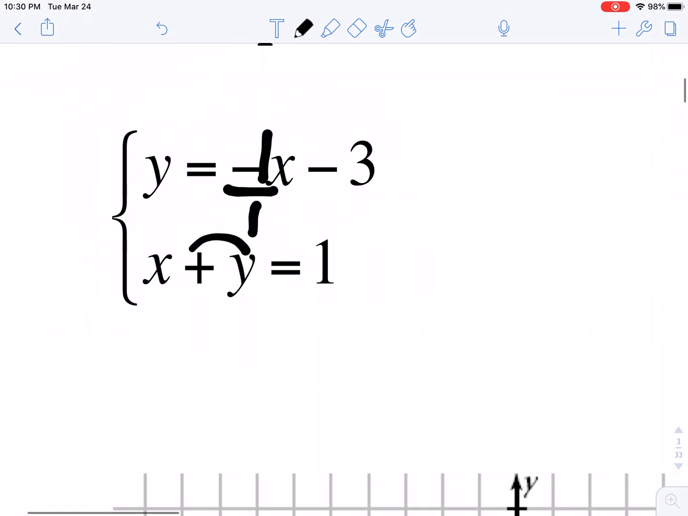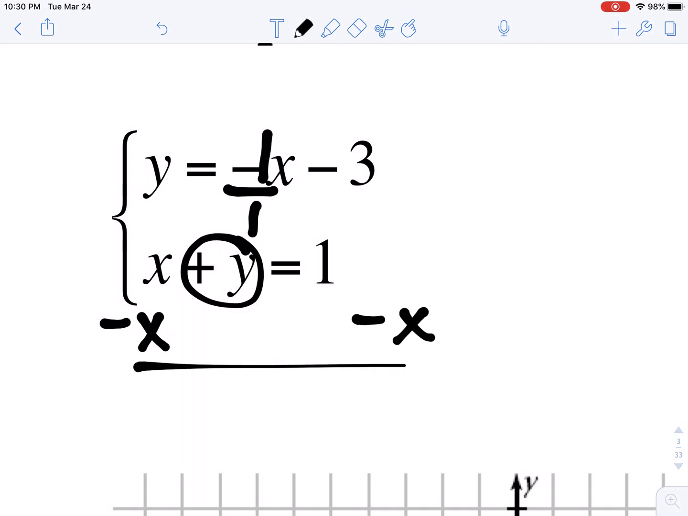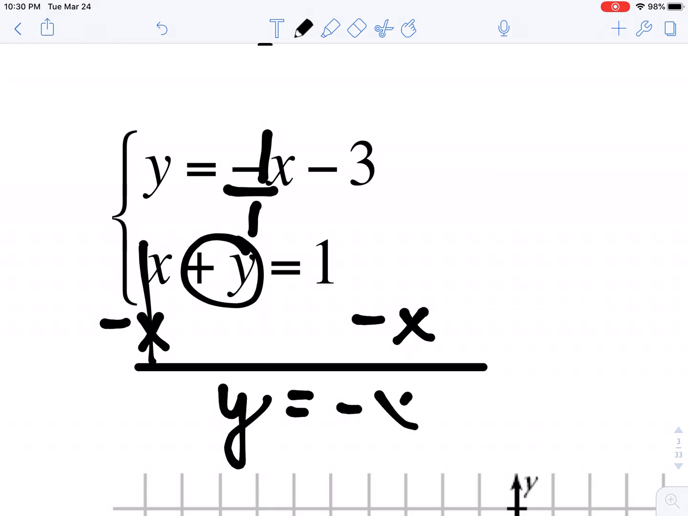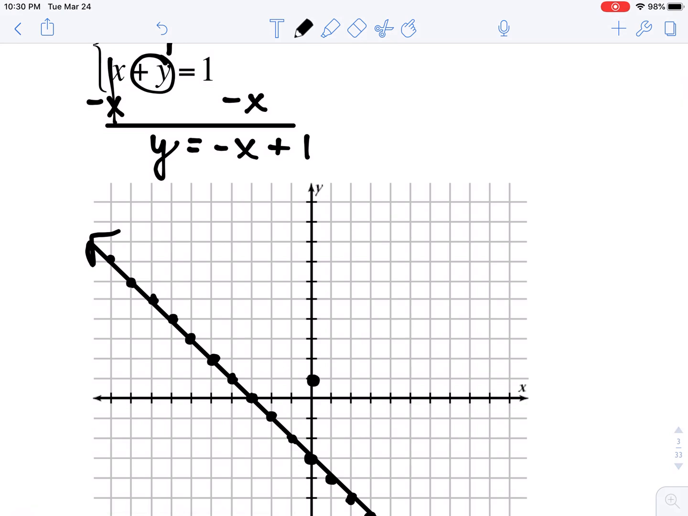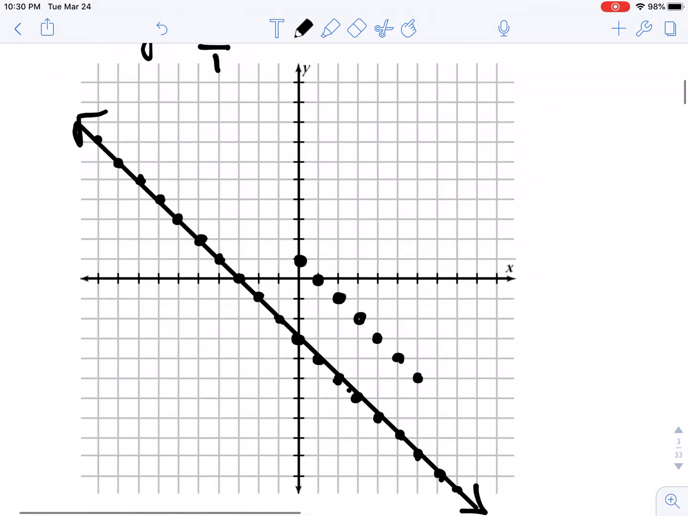Here, y needs to be isolated, right? We need this in y equals mx plus b form. So we're going to go ahead and subtract x from both sides. And that gives us y equals negative x plus 1. So to graph this, we begin up 1 unit from the origin, and then that slope is really a negative 1, which is a negative 1 over positive 1. So down 1, right 1, as many times as we can, going back and going up and left.